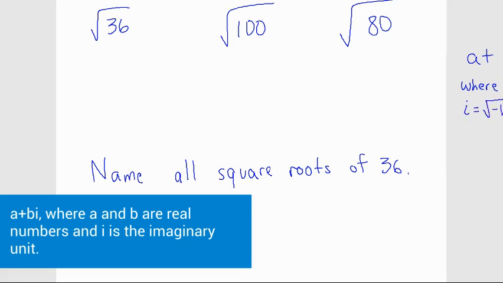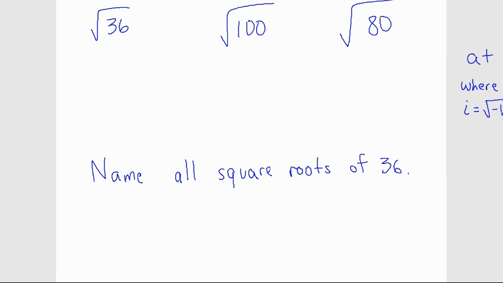So let's talk about where that comes from. I'll start with a couple quick computational problems. Solving for the square root of 36, that's easy, we know that to be 6. Square root of 100, that's easy, we know that to be 10. Square root of 80, this was a problem I simplified back in my simplifying radicals video. This equals 4 times square root of 5.